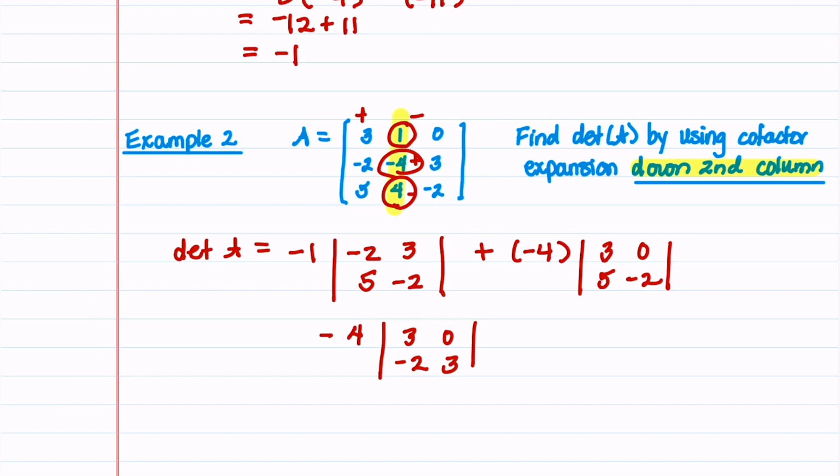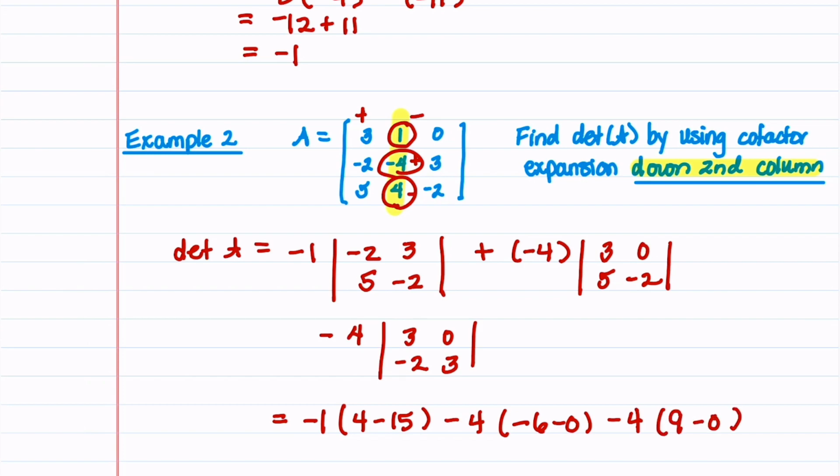Now we just have to do the computation. So this is minus 1, we have a 4 minus 15, we have a minus 4, we have a minus 6 minus 0. And then lastly, another minus 4 and a 9 minus 0. So that gives us a 11 plus 24 minus 36, which gives us the final answer for the determinant as minus 1. Notice that we got the same answer.